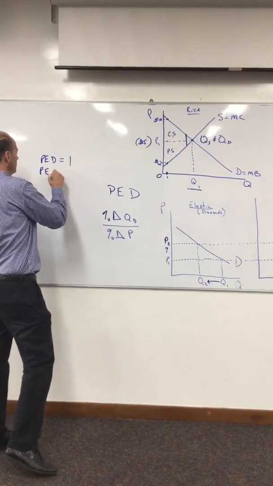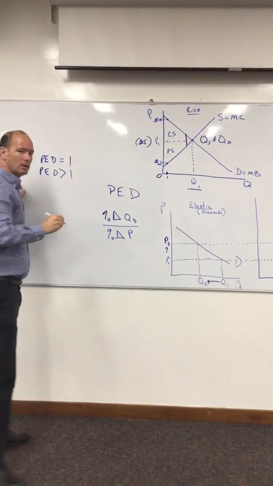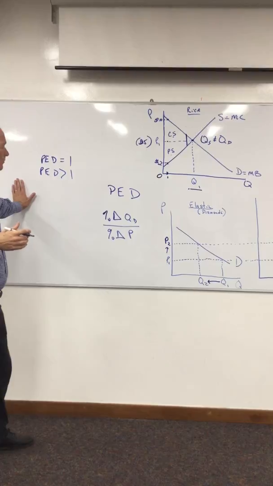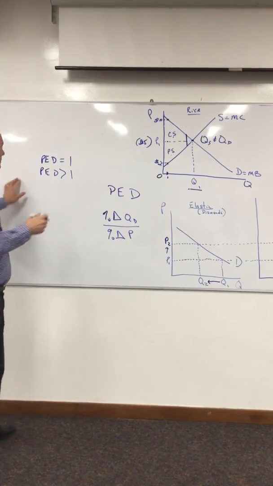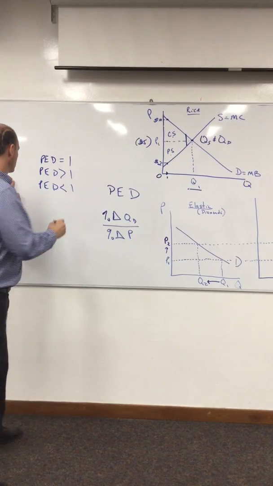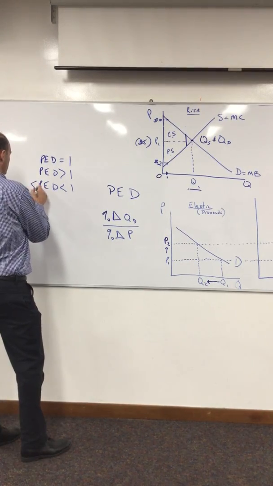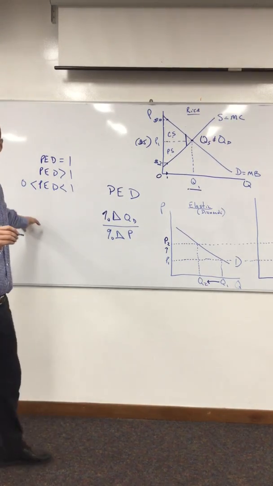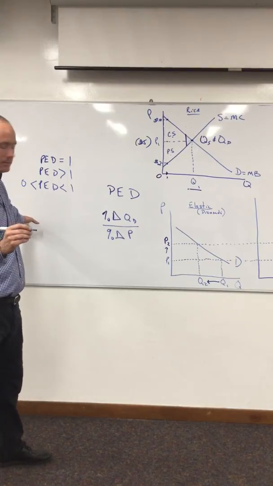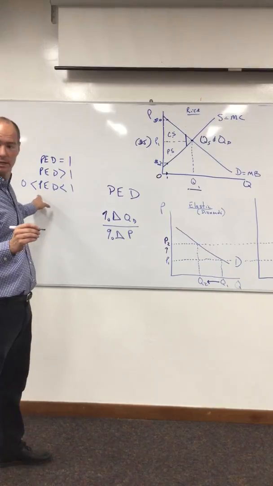If the PED is greater than 1, a price change causes a big change in quantity demanded, we would say that good is elastic. And if the PED is less than 1 but greater than 0, we would say that the good is inelastic. Relatively inelastic. So that's one test.